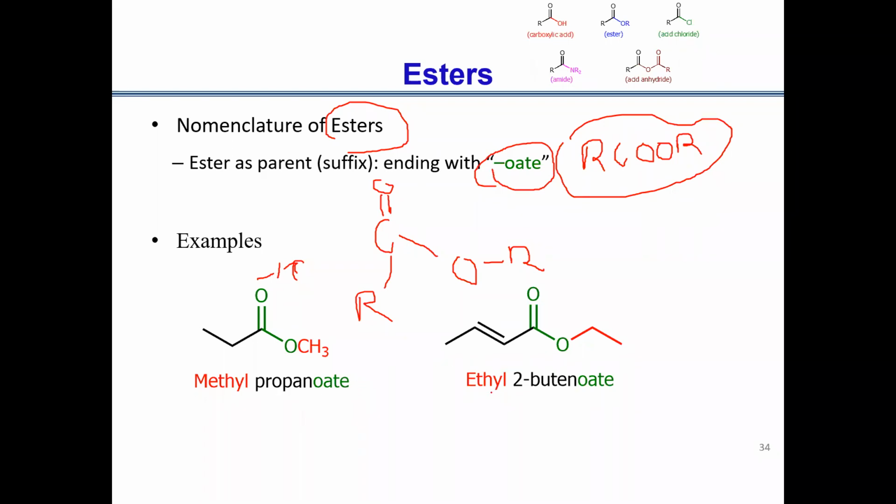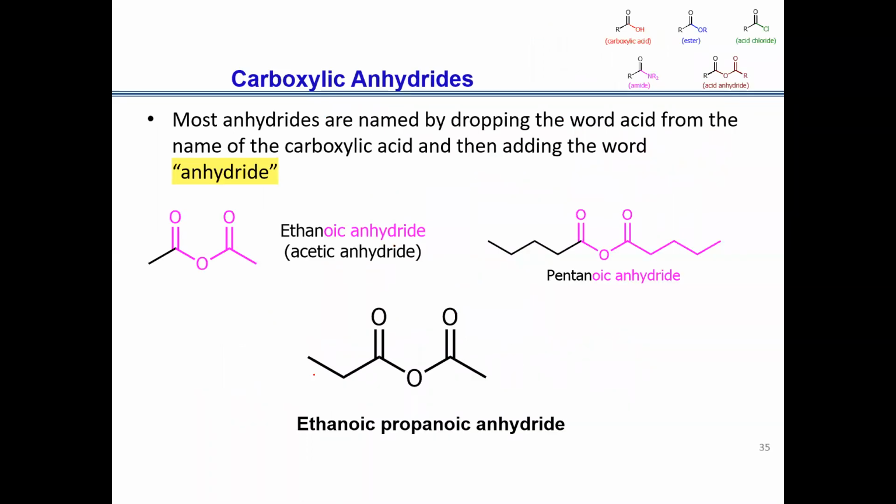Similarly, this will become ethyl 2-butanoate. So ATE is the ending, and when you see this word ending in ate, it should come to your mind that they are esters. Okay, then we have the carboxylic anhydrides.